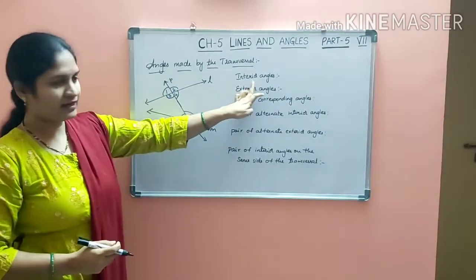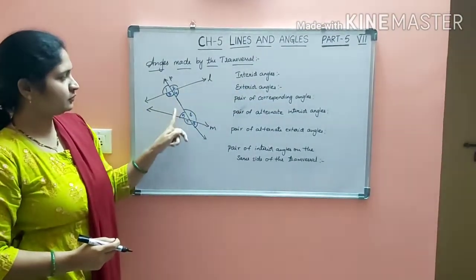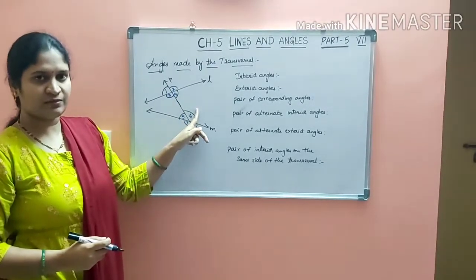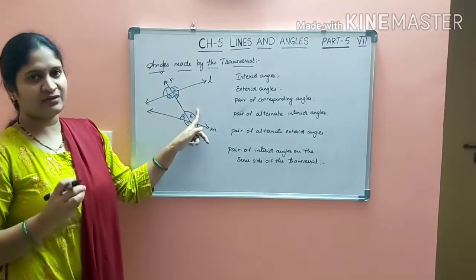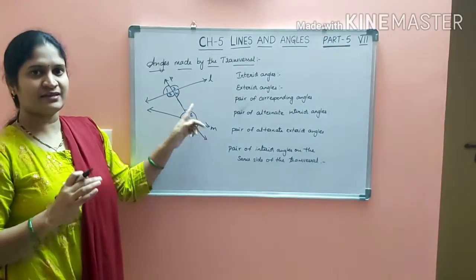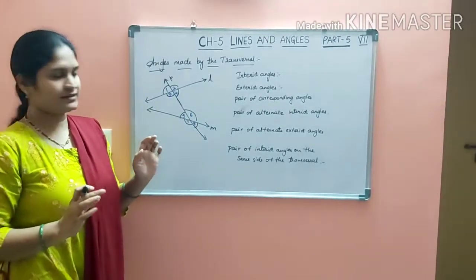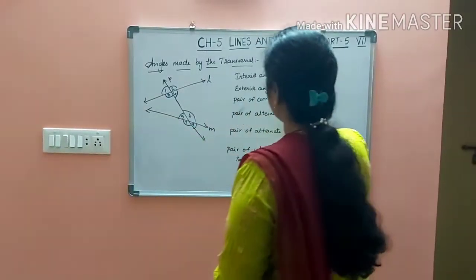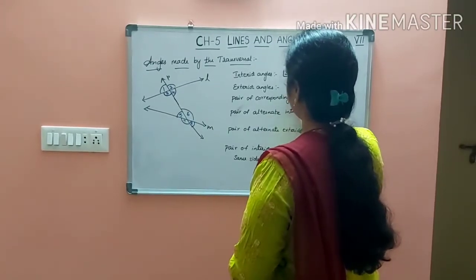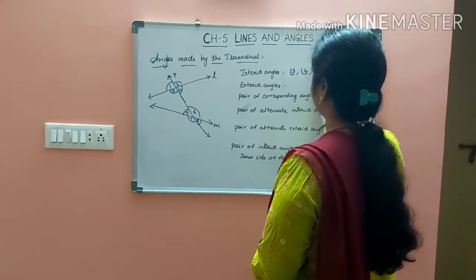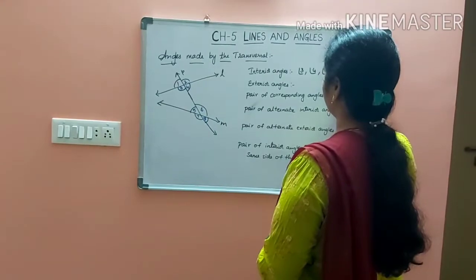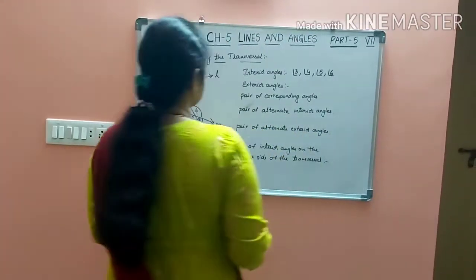So what are interior angles here? 3, 4, 5 and 6. Will you remember, children? Interior angles you can remember like inside angles in between the two lines. Okay. So interior angles are angle 3, angle 4, angle 5, angle 6.